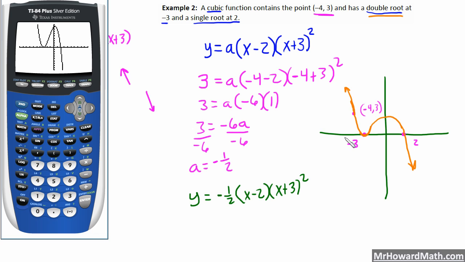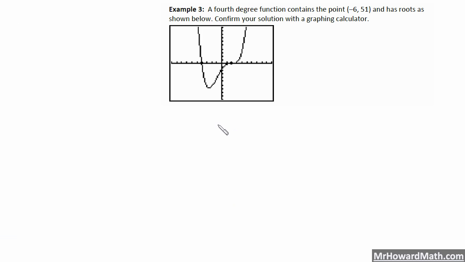Now let's check in our table and make sure that we have a 0 at negative 3, a 0 at 2, and then the point negative 4 comma 3 also needs to be in our table. We have a 0 at negative 3, we have a 0 at 2 right here. 2 comma 0 is there, negative 3 comma 0 is there, so that's all good. And then we need negative 4 comma 3, and that's in there. So we know we did this correctly. Okay, so that's how we use our calculator to check these. All right, one more example and this video will be done.